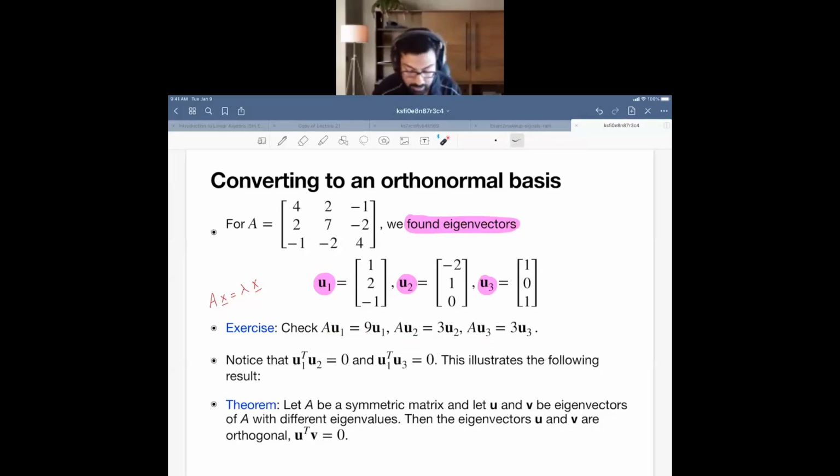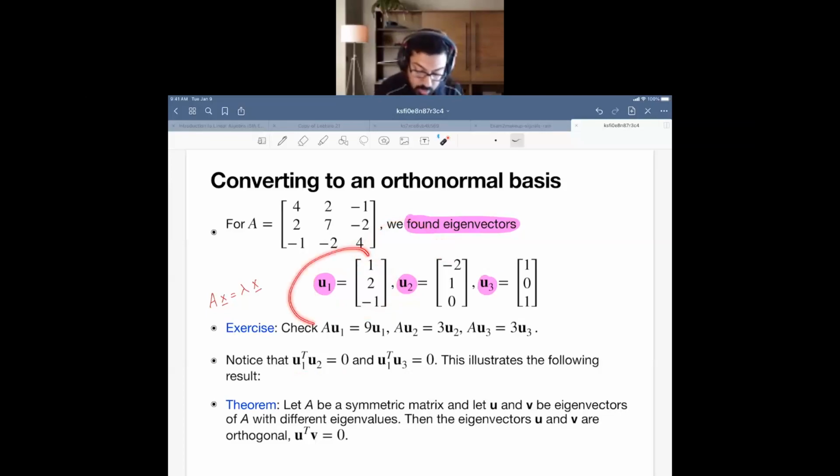Next, let us see if they are orthogonal or not. We already know that they are not orthonormal. Let us see if they are orthogonal or not. If you do the dot product of u1 with u2, you will see that it is 0. So u1 is orthogonal to u2.